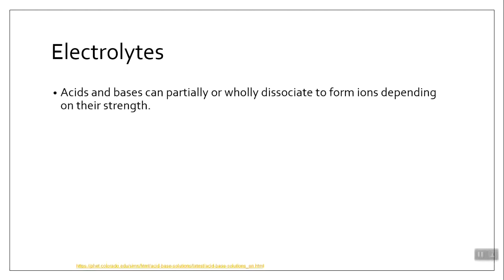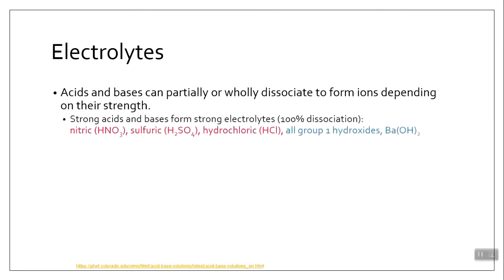And so for acids and bases, they can partially dissociate or they can completely dissociate to form ions. And it all depends on their strength. Strong acids and strong bases form strong electrolytes. So there is 100% dissociation. Some examples of strong acids include nitric acid, sulfuric acid, and hydrochloric acid. Strong bases include barium hydroxide and all group 1 hydroxides. So remember, group 1 is the first column on the periodic table. So for example, sodium hydroxide and potassium hydroxide.